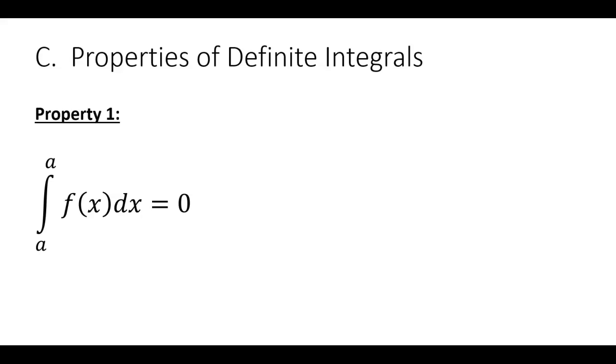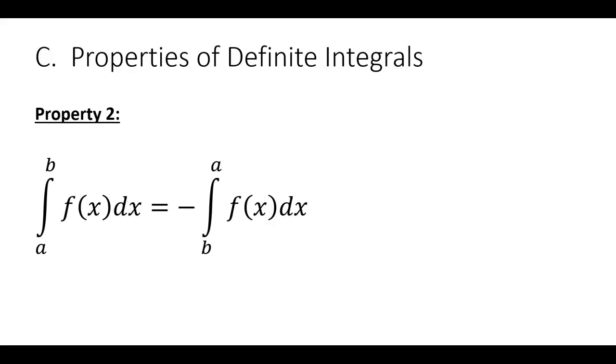Beautiful. So he's seeing the picture in his head. I've got a function, and I'm starting at A and I'm ending at A. I didn't go anywhere. You can't have area of a line. So this would come out to be 0. Good. That one is pretty self-explanatory.